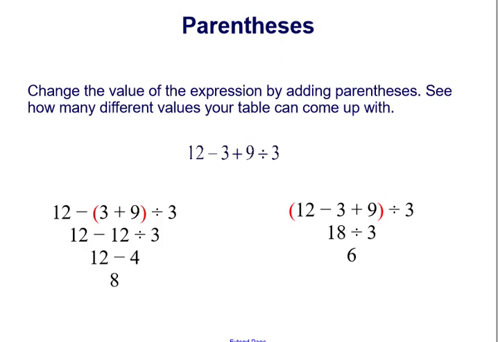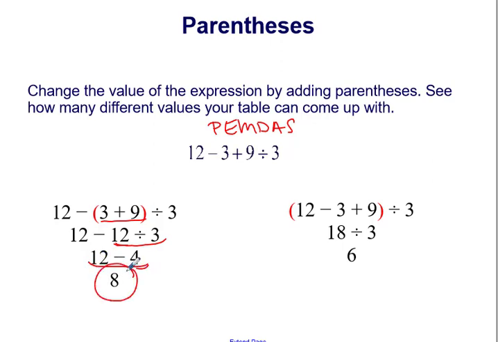First, for the left example, if you put parentheses around the 3 plus 9, that means you have to do that operation first. So 3 plus 9 gives you 12. Then, again, we're following PEMDAS, the order of operations. We have multiplication and division before subtraction. So 12 divided by 3 gives us 4. And then we finally can do the subtraction: 12 minus 4 gives us a value of 8.